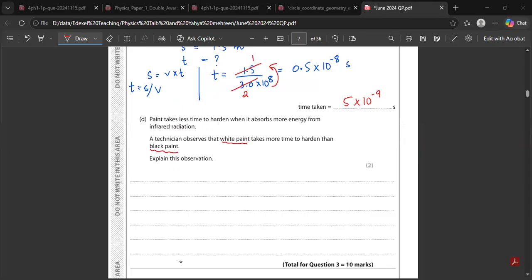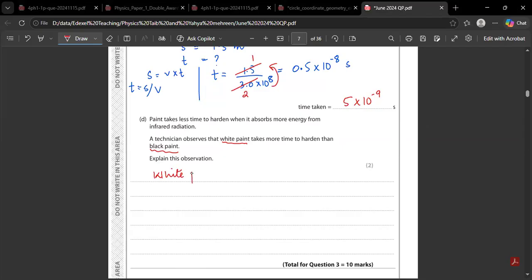Dark colors absorb more heat, so that's exactly right. So the black gets absorbed faster. So black is a good or better absorber of infrared radiation, okay? Right? So which one is taking more time? The white one, right? So how can we write the answer? White paint is a bad absorber. Absorber of what? Either you can write heat or you can write infrared radiation, okay?